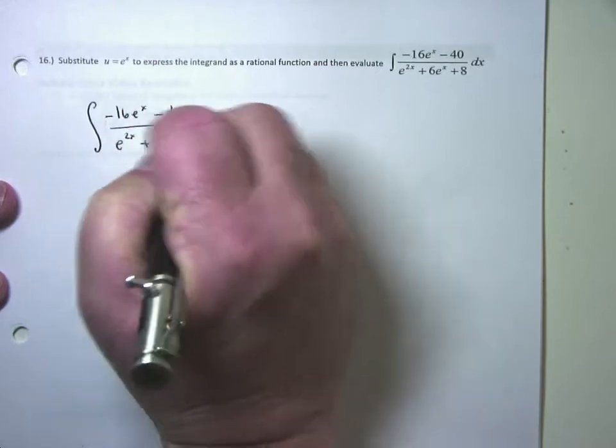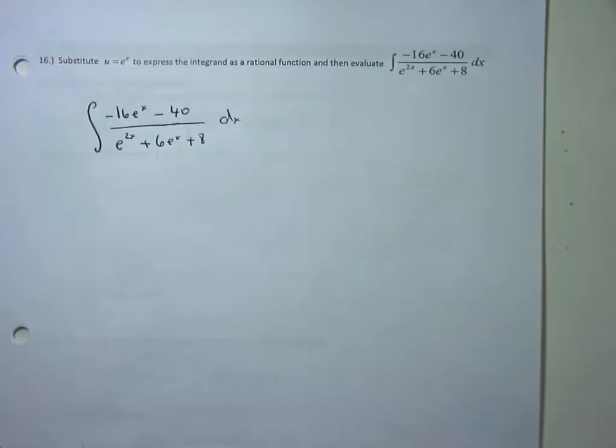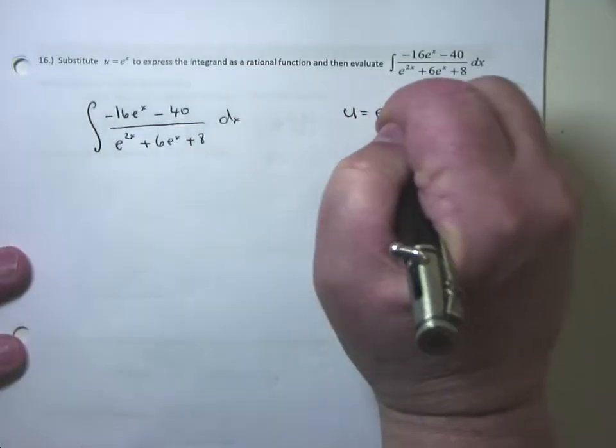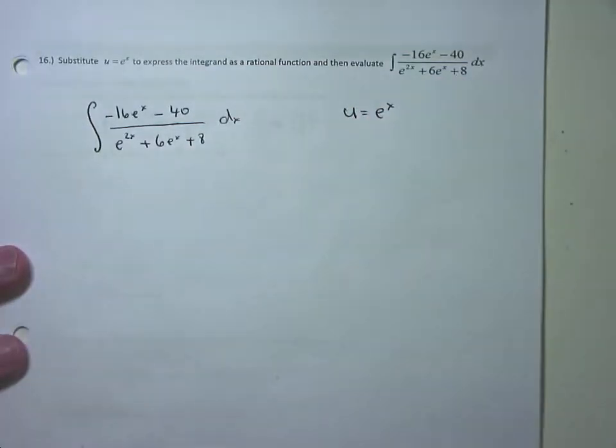plus 8 dx. So you look at this problem, you go, well, I don't see a fraction, okay, there's a fraction, but I don't see any polynomial stuff, and I don't see any long division or anything like that. Watch. Here it comes. They told you the deal. They told me, let u equal e to the x. That's going to simplify this problem greatly.